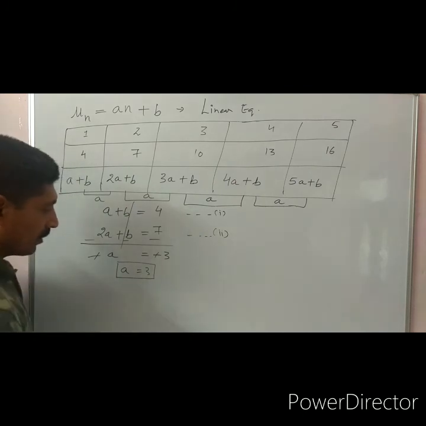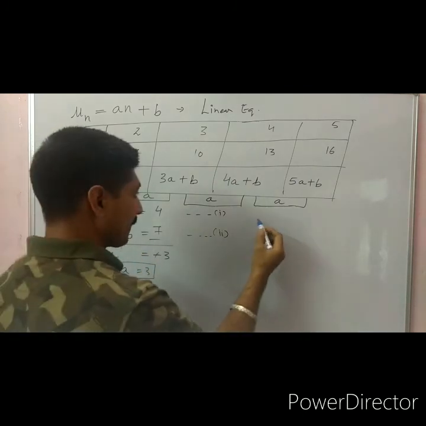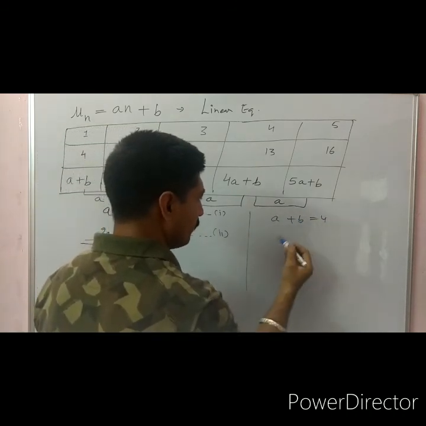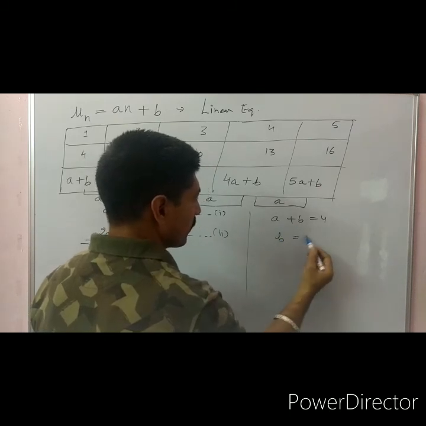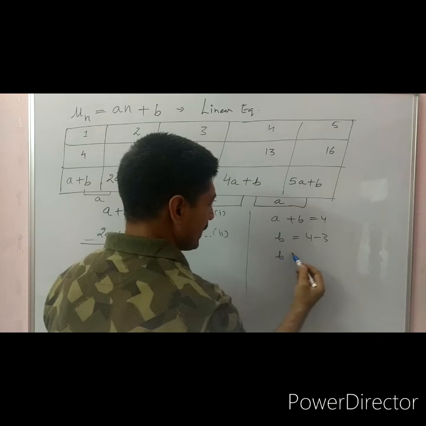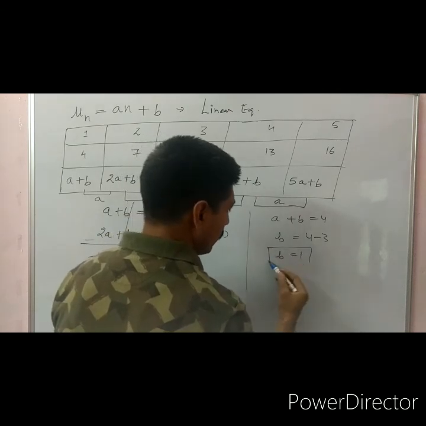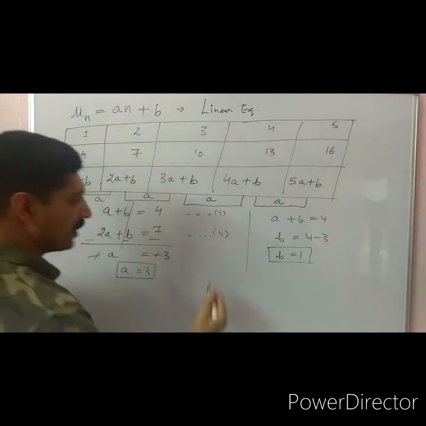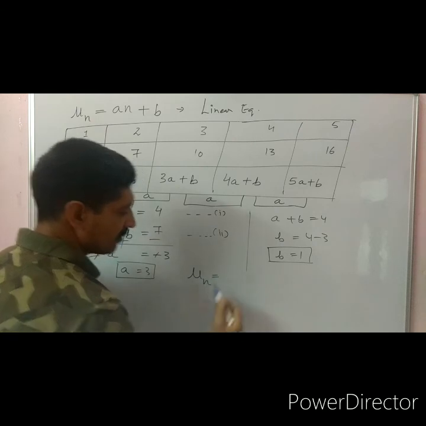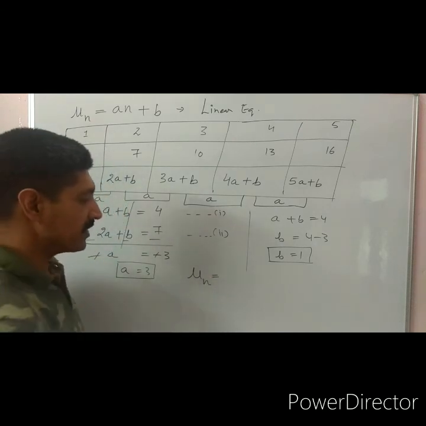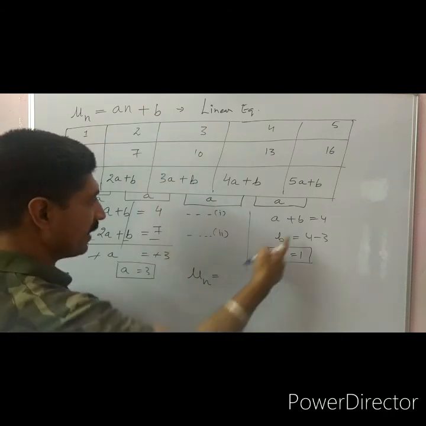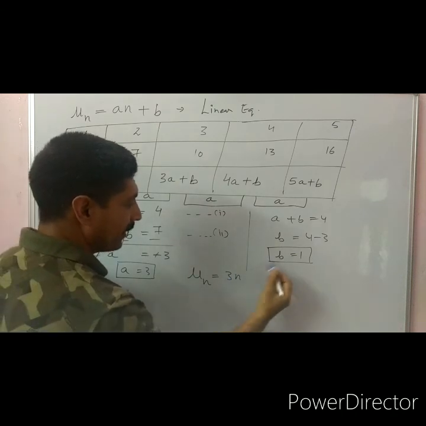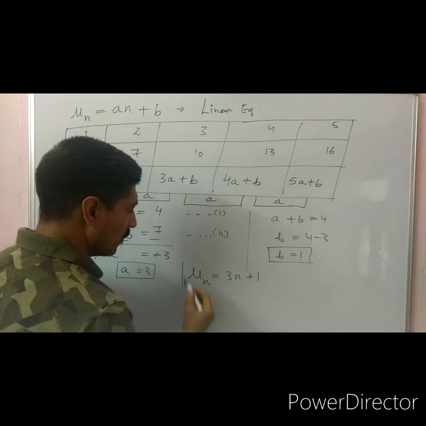So putting the value of a in any of the equations, a plus b is equal to 4. So what is the value of b? b is equal to 4 minus 3. So b is equal to 1 here. So substituting the value here in the general term, for this sequence the nth term can be derived. In place of a we can substitute the value, that is 3, and n, and b is 1 here.